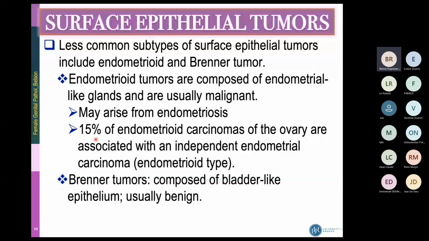So less common subtypes of surface epithelium hariyo bita Brenner tumor. This is endometrioid tumor which are composed of endometrioid glands and they are usually malignant. So Brenner's tumors, so this may arise from endometriosis. So twabonye endometriosis ko ishobora kuvamo cancer. So this is one of the reasons.